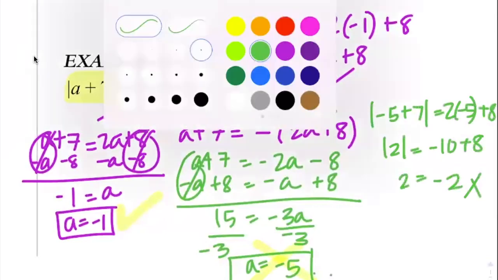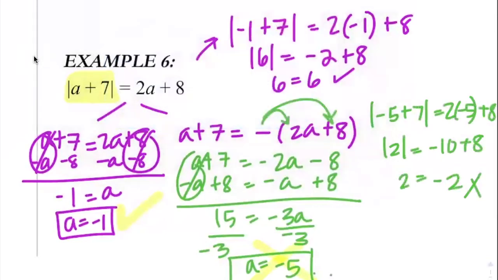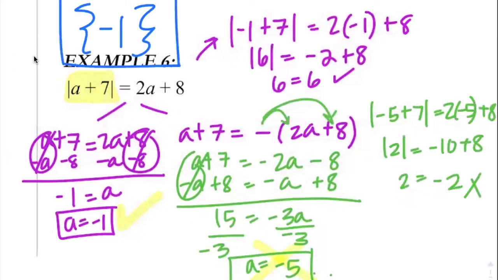So therefore, a equals -5 is what we would call an extraneous solution. It's something that worked out algebraically, but it is not a solution because our right side does not equal our left side when we plug it back in. So we would say our solution for this, and I'll write it up here at the top, is -1. We only have one solution, which is perfectly fine. And then we could label a equals -5 as our extraneous solution.